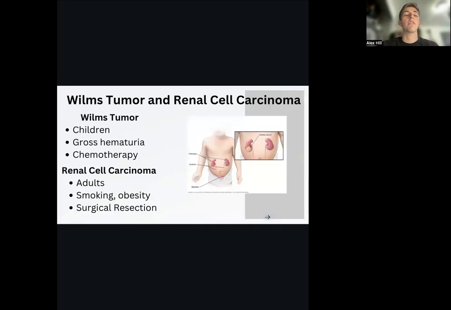Okay, so we have two kinds of malignant tumors in the kidneys. So we have Wilms tumor, mainly found in children, manifested by gross hematuria, which is blood in the urine, and it is treated by chemotherapy. And then we have renal cell carcinoma, which is mainly manifested in adults, and some risk factors for this are smoking, obesity, so some preventable things. And the treatment there is surgical resection, so getting rid of the tumor through surgery.